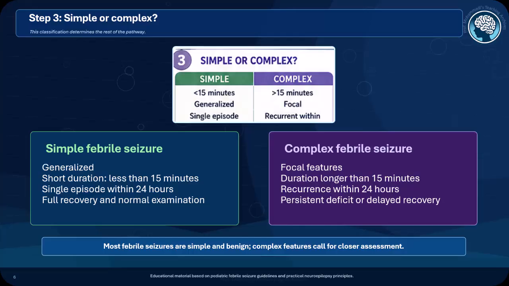Once we have confirmed that this was likely a seizure associated with fever, the next key step is classification. A simple febrile seizure is generalized, lasts less than 15 minutes, occurs only once within 24 hours, and is followed by full recovery with a normal neurological examination. A complex febrile seizure has one or more complex features. These include focal signs, duration longer than 15 minutes, recurrence within 24 hours, persistent neurological deficit, or delayed recovery. This classification is central because it determines the rest of the clinical pathway.